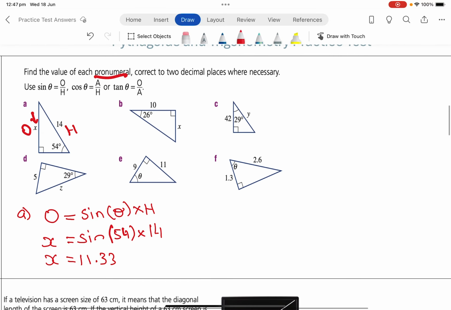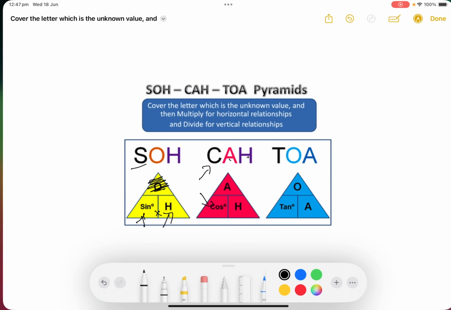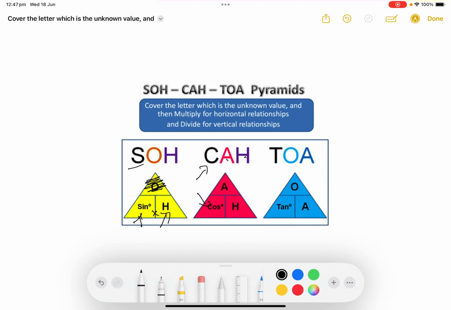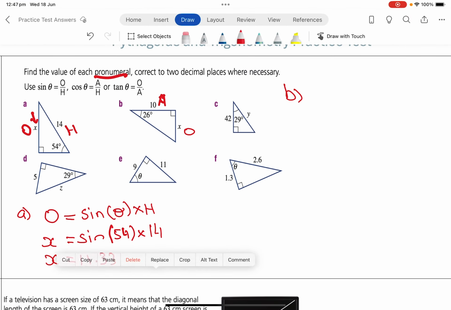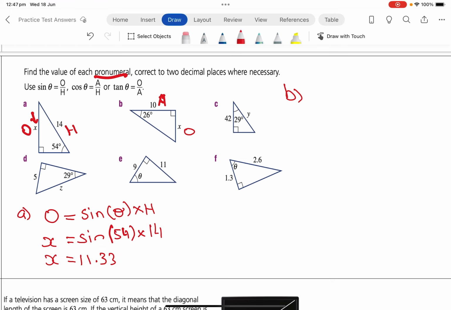Part B, we'll do that one over here. Labeling my triangle, the X is opposite the 26 and the 10 is adjacent to it. With O and A, I am using TOA, or tan. If I have a look at the triangle, the unknown side that I'm trying to find is X, which is on the opposite side. So we're going to write opposite equals.